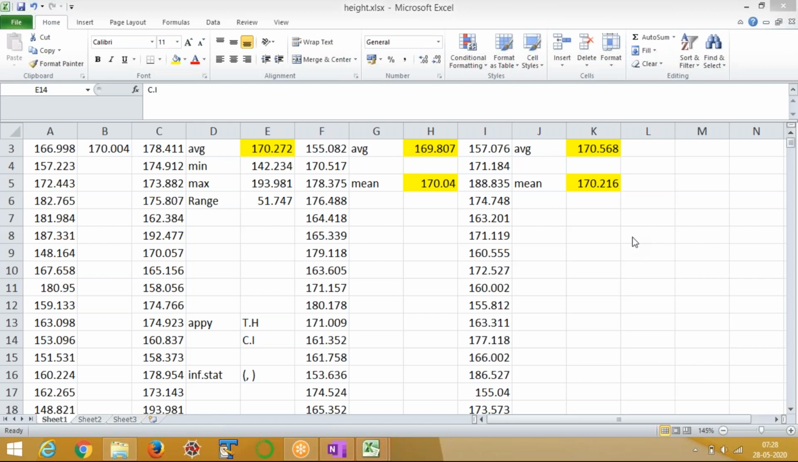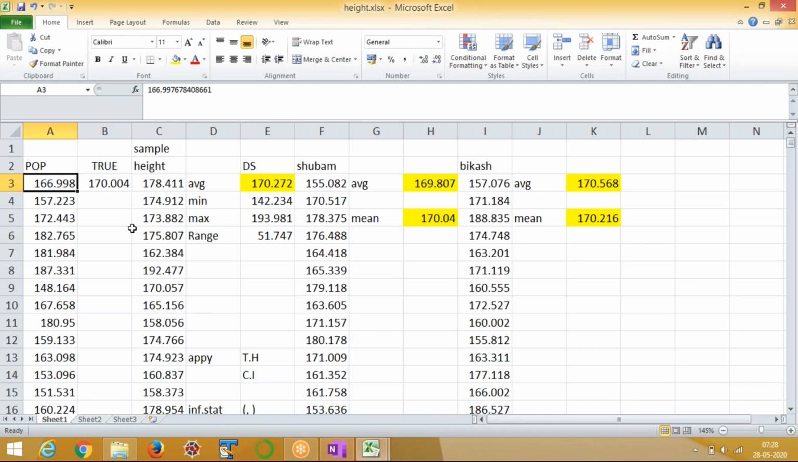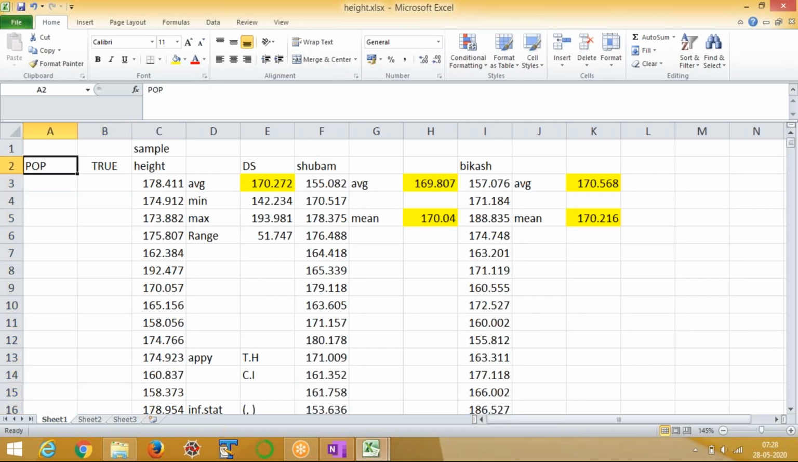My estimation is on the population data, because I don't have the population data in my hands, but I am estimating on the population data. I'm not having the population data. So if you see here, yesterday, 170.004 is the population data values. To be frank, actually we don't have the data itself.